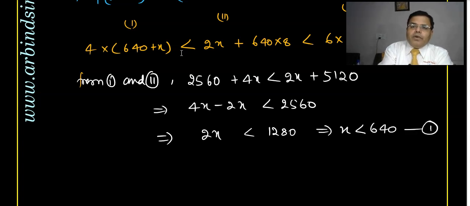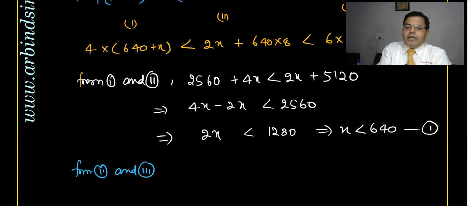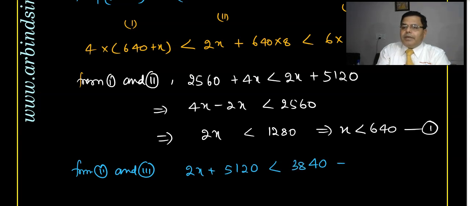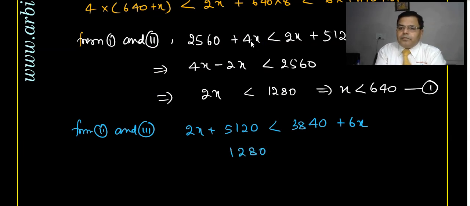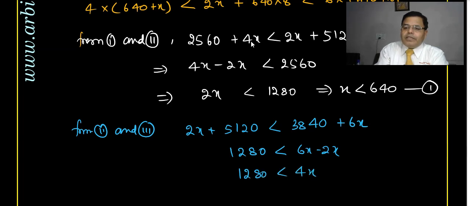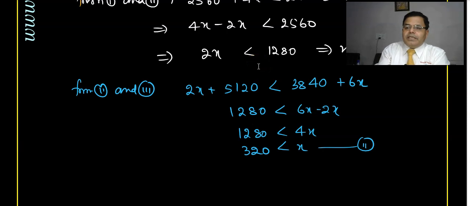So this is the first. Now again moving with the second and third. From second and third, we have 2x plus 5120 is less than 6 times 640, which is 3840, plus 6x. So 2x comes to this side and the number to the other side: 1280 is greater than 6x minus 2x, that is 1280 is greater than 4x, and x must be greater than 320. So this is the second, and therefore from first and second, x must be greater than 320 and less than 640.